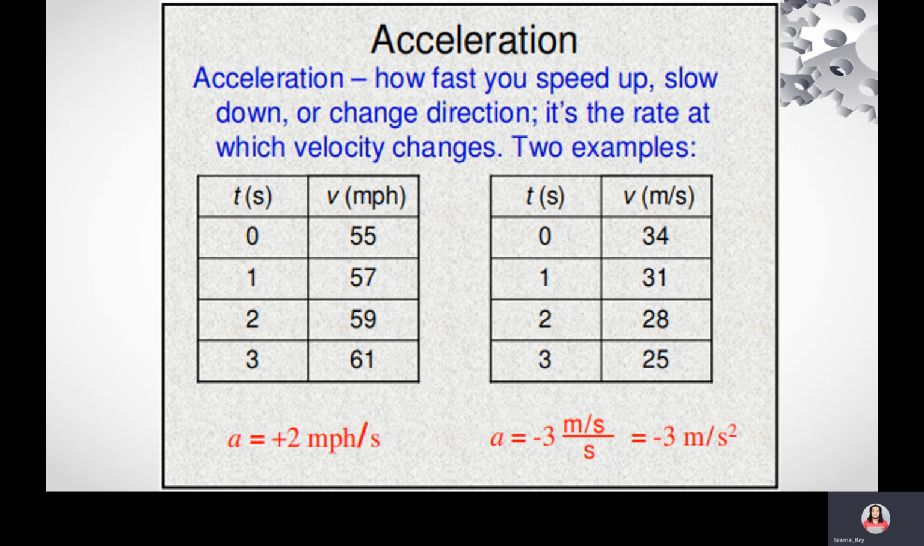So again, ito ang kunin natin. Ating delta v is 31 minus 34. Okay? So meron tayong negative 3. 1 minus 0, meron tayong delta t na 1 second. So meron na tayong acceleration na negative 3 meters per second per second. So meron tayong negative 3 meters per second squared.